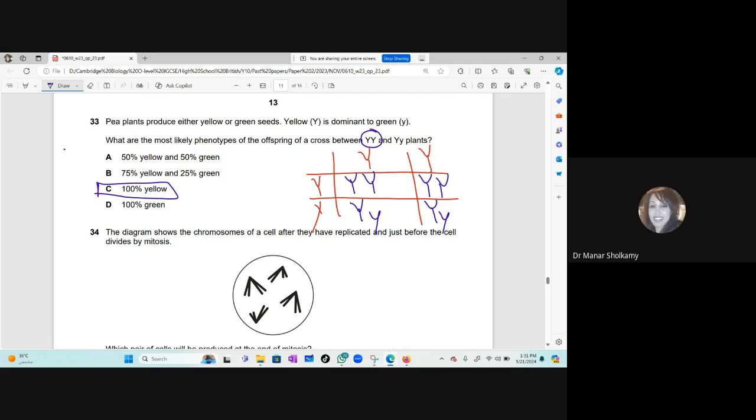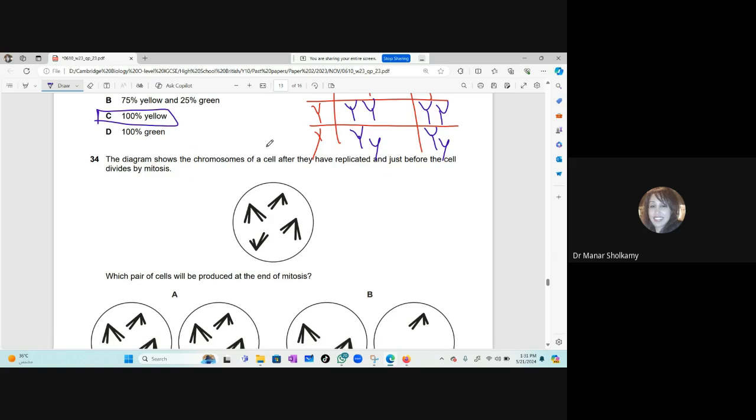Yes. Okay, and I did the Punnett squares for you to make it clear. But of course, as long as one of the parents is homozygous dominant, then the dominant phenotype will appear.